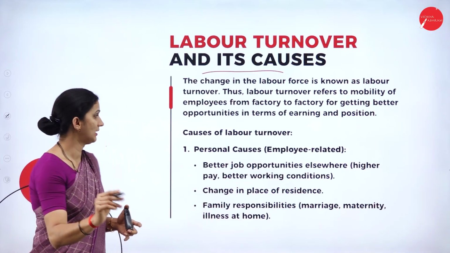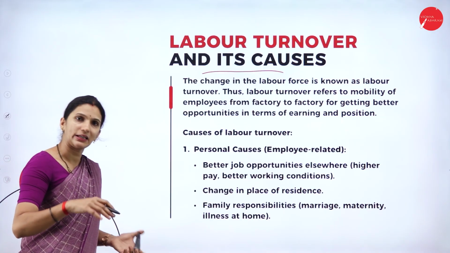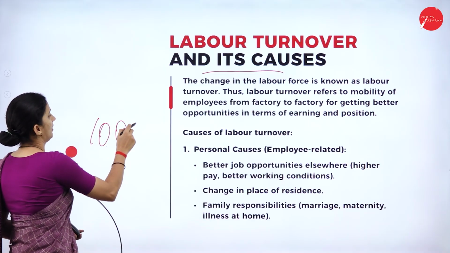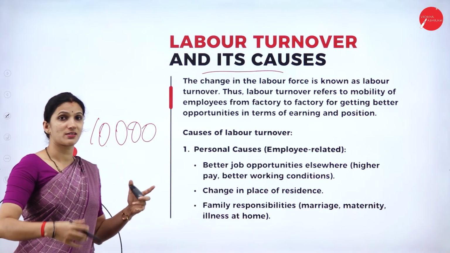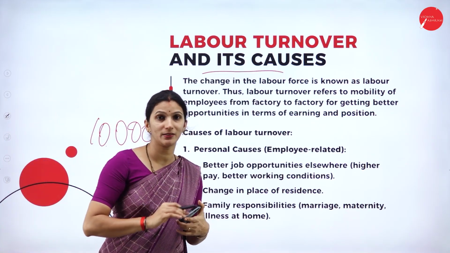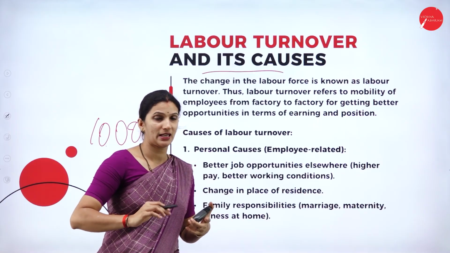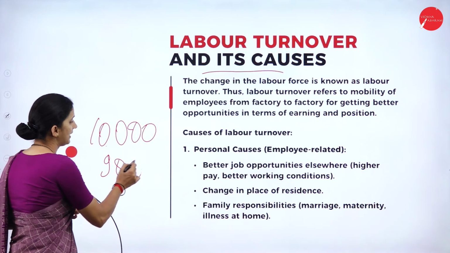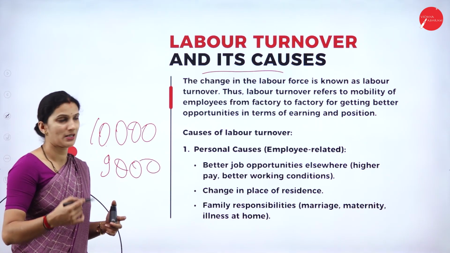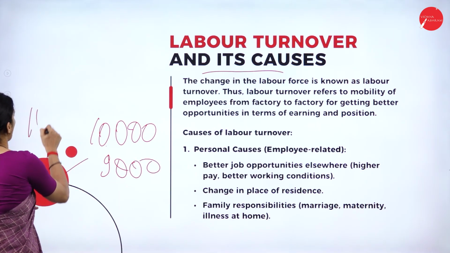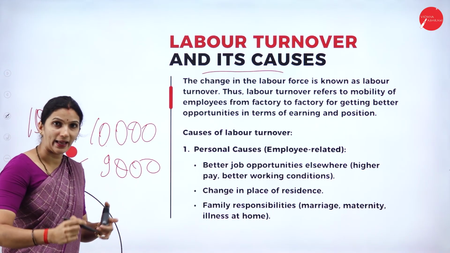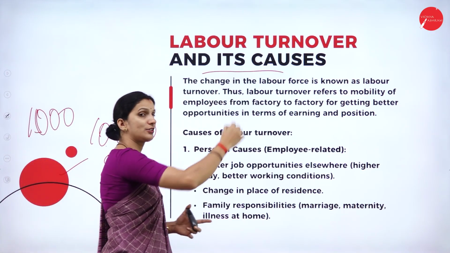For example, in the beginning of the year, any factory or organization might have a workforce of 10,000. 10,000 is the number of employees they had at the beginning of the year. At the end of the year, suppose it is reduced to 9,000 laborers. So here you can see a reduction of 1,000 laborers. That rate we call the labor turnover.